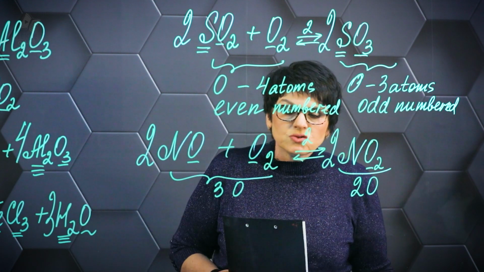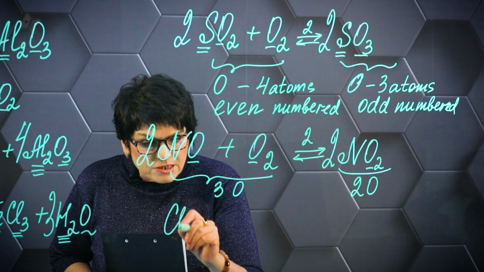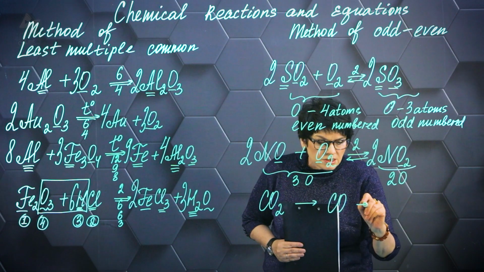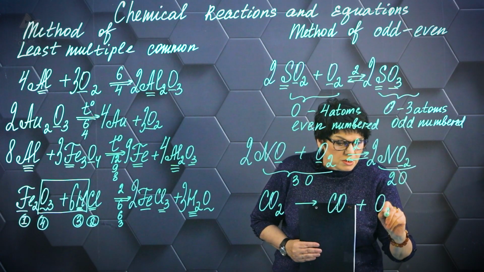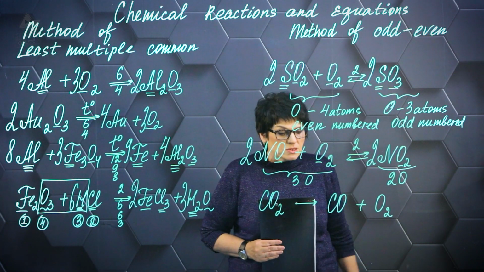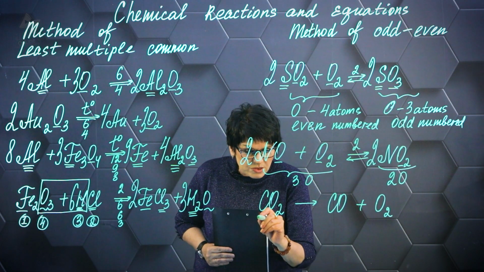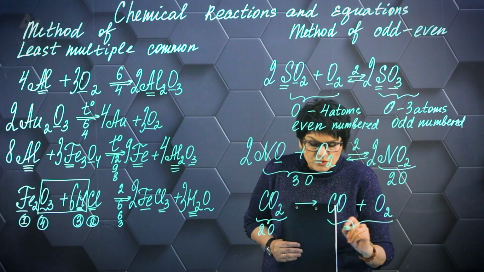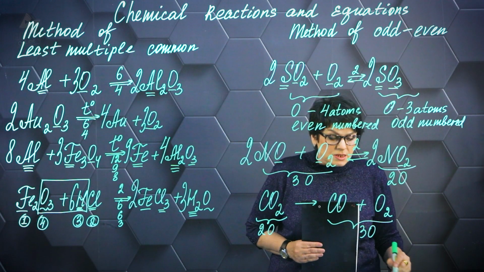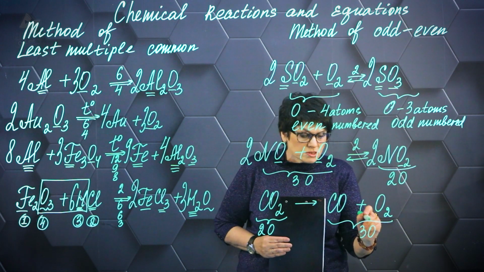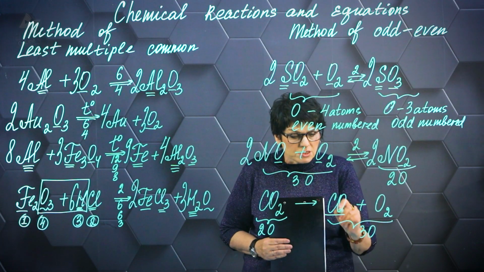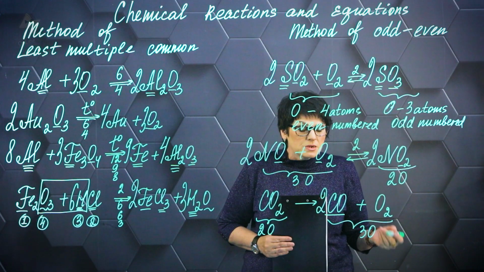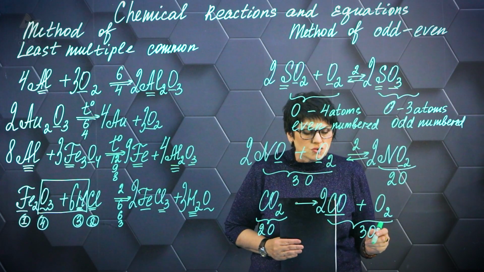Now let's demonstrate another example. Consider the decomposition reaction of carbon dioxide, which can occur with the formation of the gas CO and oxygen as products. This reaction is reversible. Let's review how the method works. On the left, we have 2 oxygens, and on the right, the total oxygen is 3. So it turns out that on our left it's even, on the right it's odd. And where is it odd? At CO. Therefore, before the CO formula, we set the coefficient as 2. Now there is an even number of oxygen on the right side.